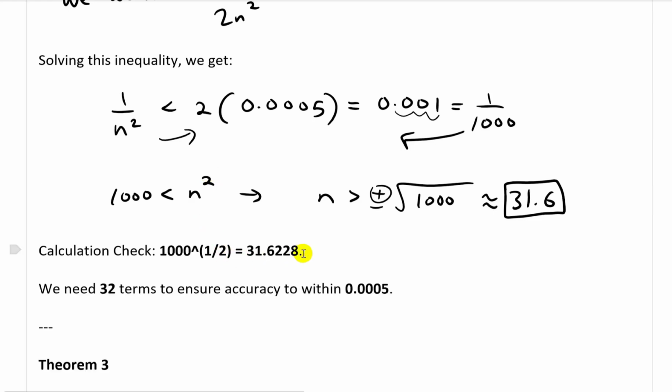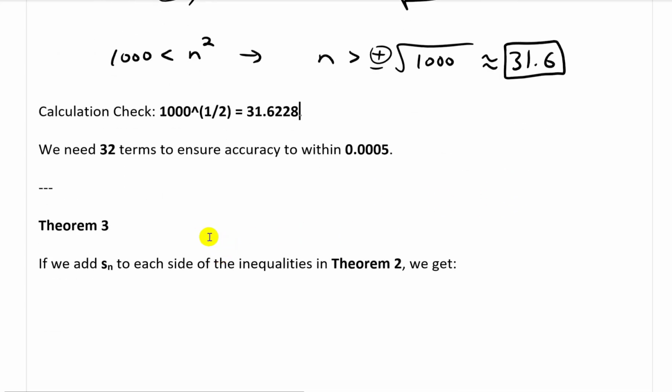So yes, a calculation check as well. You can just use the built-in one here. Delete that, equals, and there's the calculation. 1,000 to the power of 1/2, or the square root of 1,000, is 31.6228, rounded up 31.6. So we need n to be greater than that, so n is 32 terms to ensure accuracy to within 0.0005.